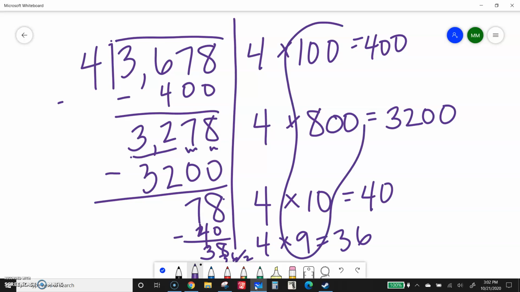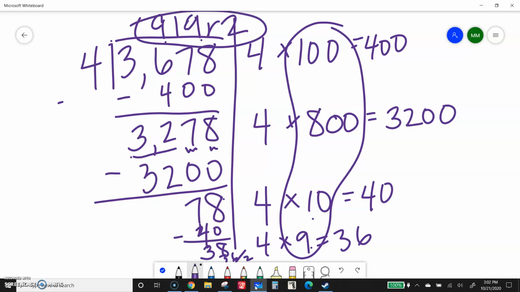And then I can see, okay, how many groups was I able to make? Or how many things did I put in each group? 100 plus 800 is 900. 10 plus 9 is 19. So I have 919 remainder 2 for that one right there.